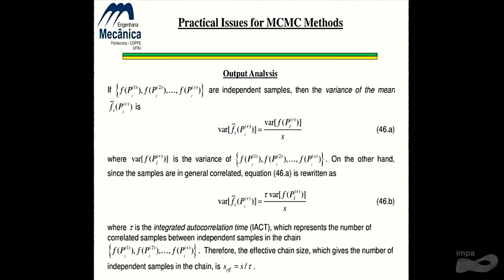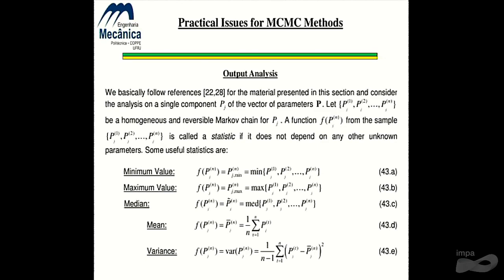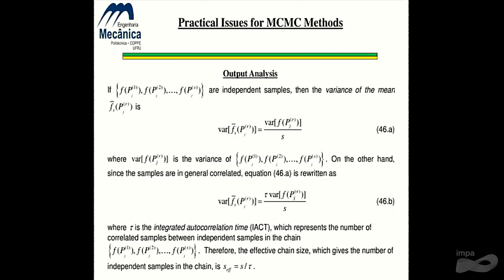But the thing is that, of course, you can compute the variance of your samples. But what about the variance of this mean value? So if all the samples were independent, the variance of the mean would be the variance of the samples divided by the number of samples that are used for this computation. Of course, this means that you have to reject all the samples before the chain has reached the equilibrium. So S here is the number of samples after the burn-in period.